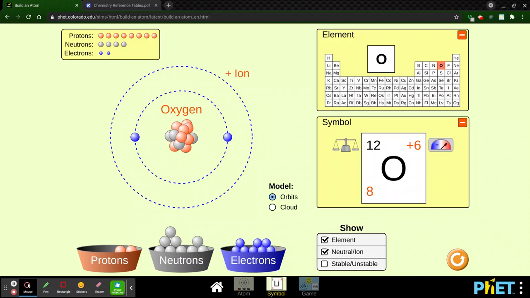There we go. Okay, cool. So let me give the correct number of neutrons. And let's make a neutral atom first.